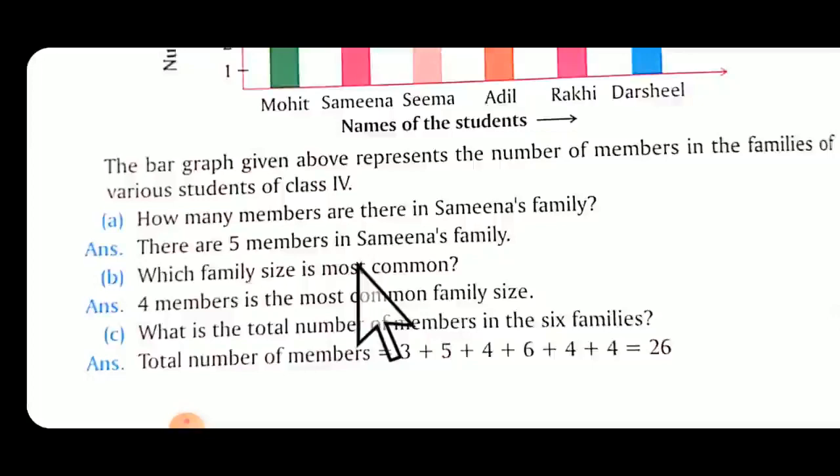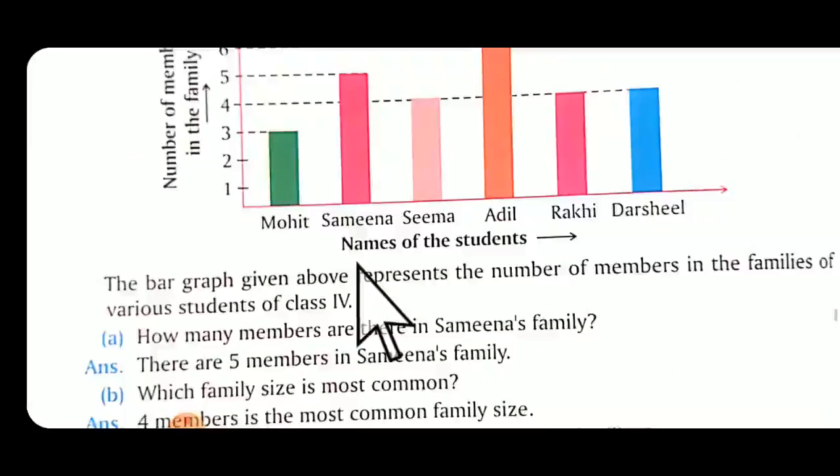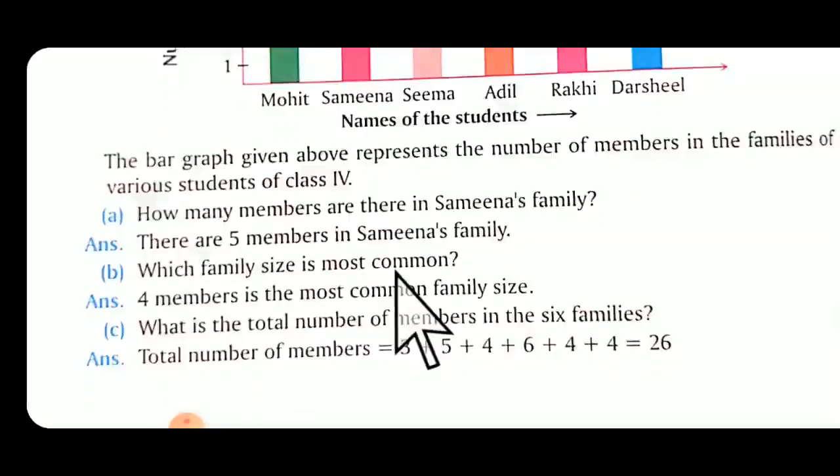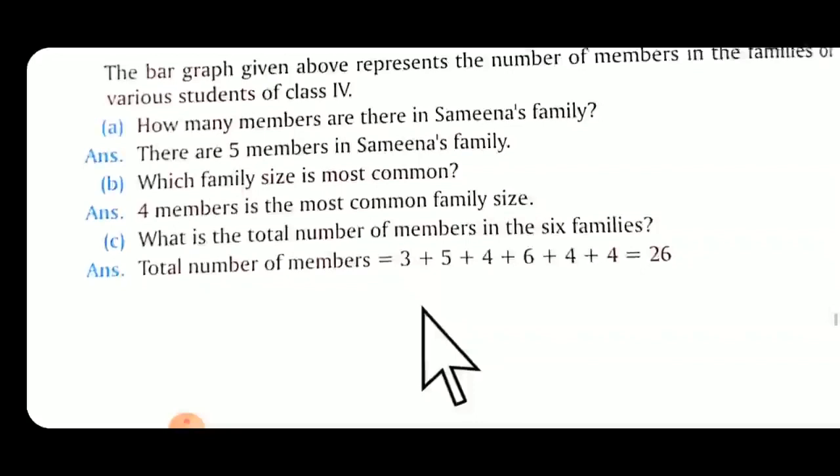B, which family size is most common? Mostly it is what? See, Seema's family also has 4 members, then Rakhi also has 4, then Darshil also has 4. So the most common family size is 4 members.